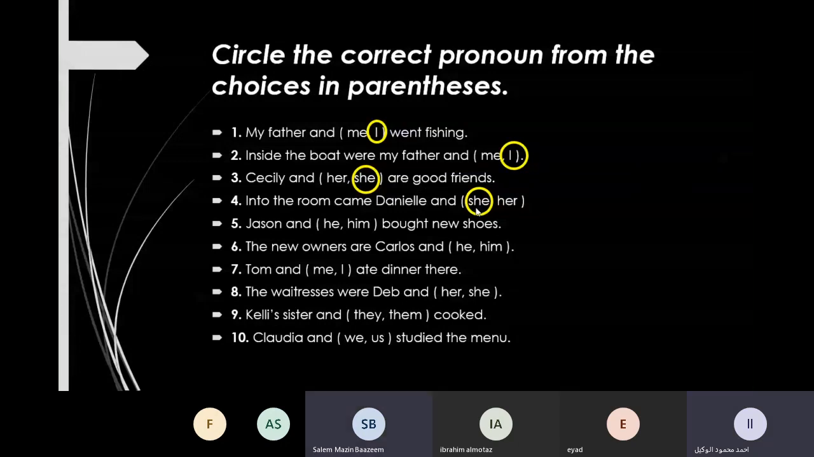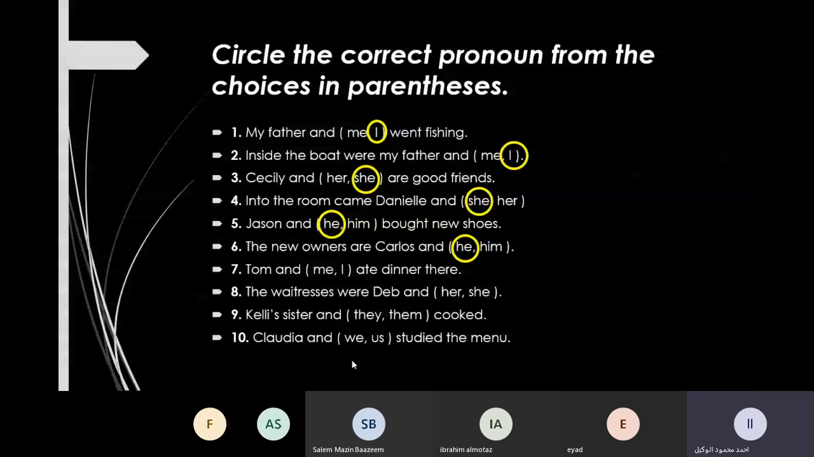Raheem, number 5. Jason and he. Jason and he, one of them bought new shoes. Jason and he, subject pronoun. The new owners are Carlos and who? Who are the owners? Carlos and he. Number 7.